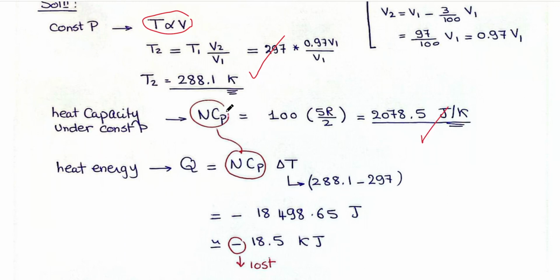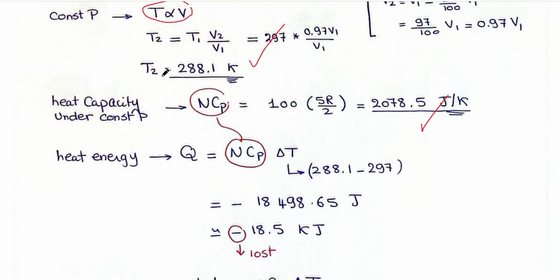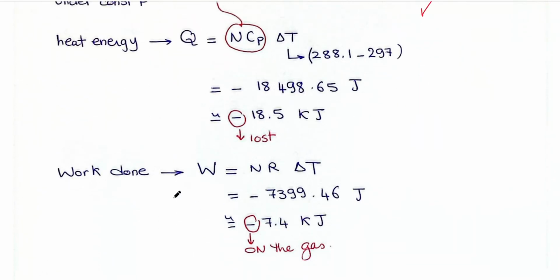Then it is required to find the heat energy. The heat energy is NCp delta T, so I can use the heat capacity and multiply it by delta T. From where can I get delta T? I have T1 and I have already calculated T2. Simply subtract the two temperatures to get the delta T. And of course, the final temperature is less than the initial temperature, so you will have a negative sign. Means that the Q is negative, this is heat energy lost by the gas.